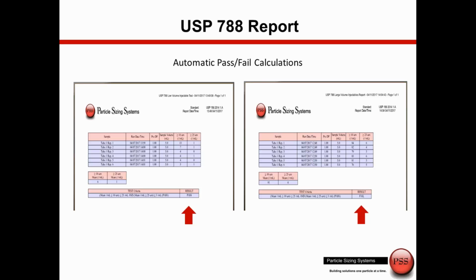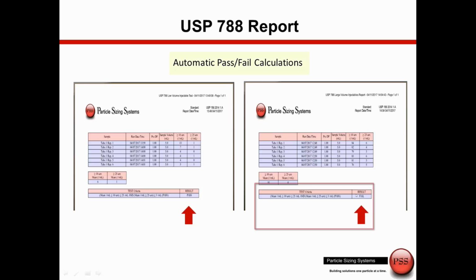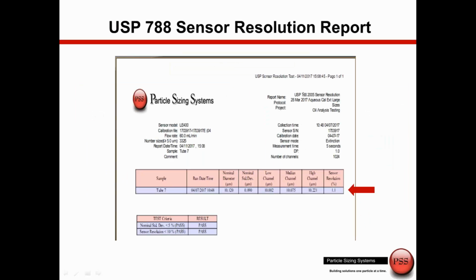We also can report the data in very specific ways for very specific applications. For instance, in the pharmaceutical industry, there's this USP 788 test for parenteral drugs. And we can automatically calculate the average of multiple runs and then get a pass-fail criteria based on the number of particles per ml in each container. We see here a sample where we passed the criteria and one on the right where we fail. So automatic pass-fail calculations is very helpful for people performing these kinds of measurements.